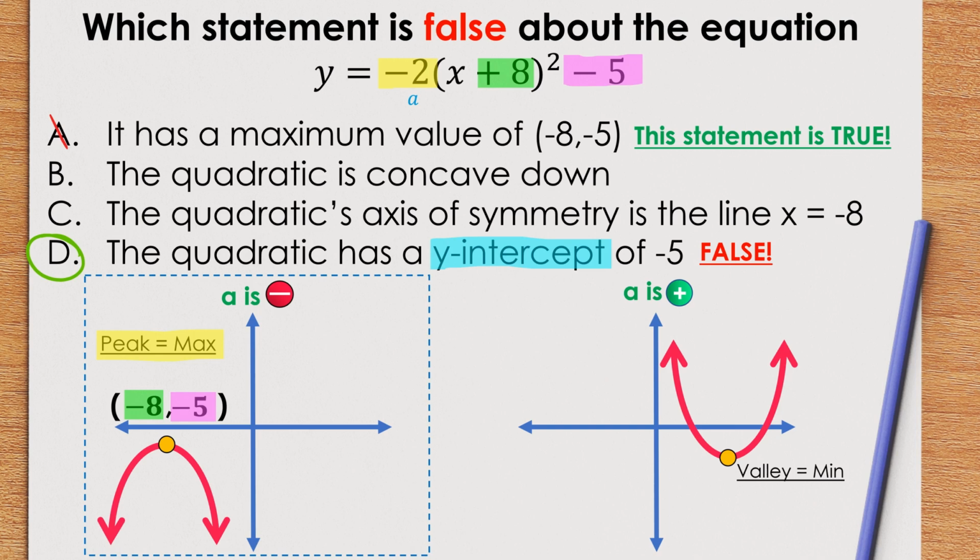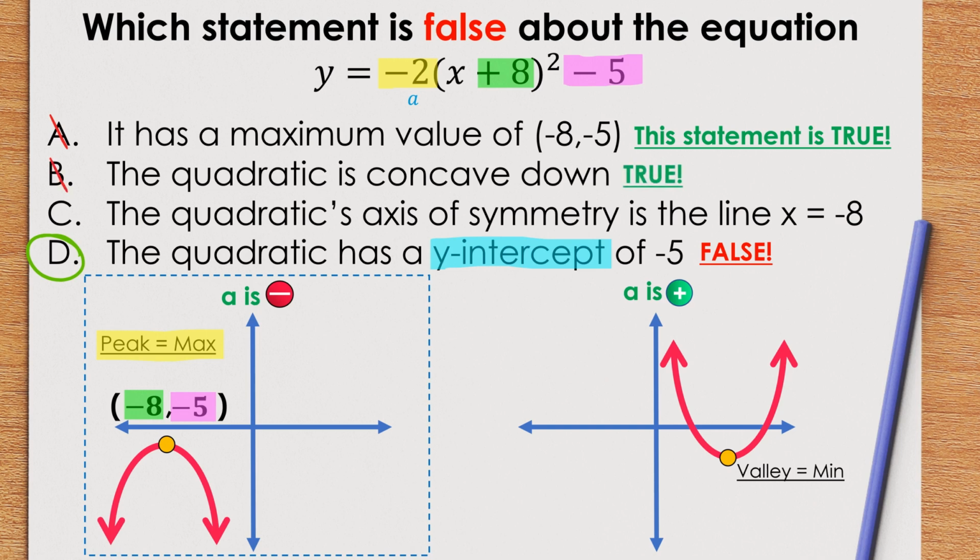Choice B states that the quadratic is concave down, which is just a fancy term for opens downward. Whenever you see something unfamiliar like this, don't be afraid or overwhelmed, because you might still be able to answer the question just like how we did. Simply stick with what you know and look for ways to apply it. Since A is negative, we know that the quadratic opens downward, so this choice is also true.